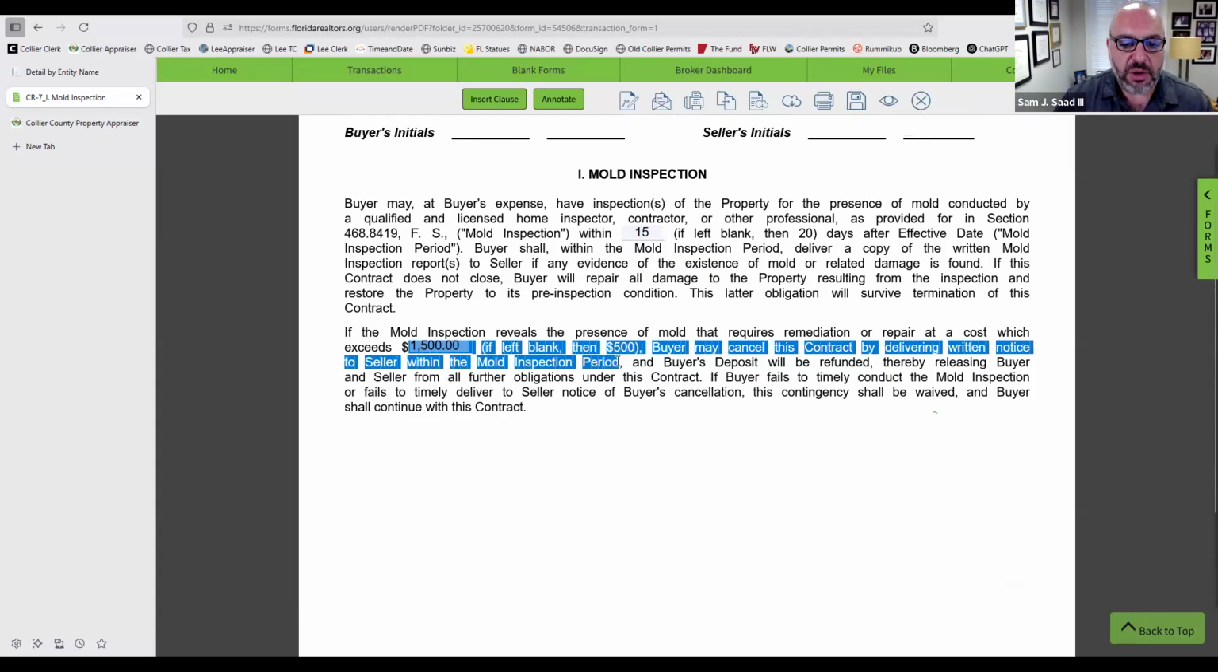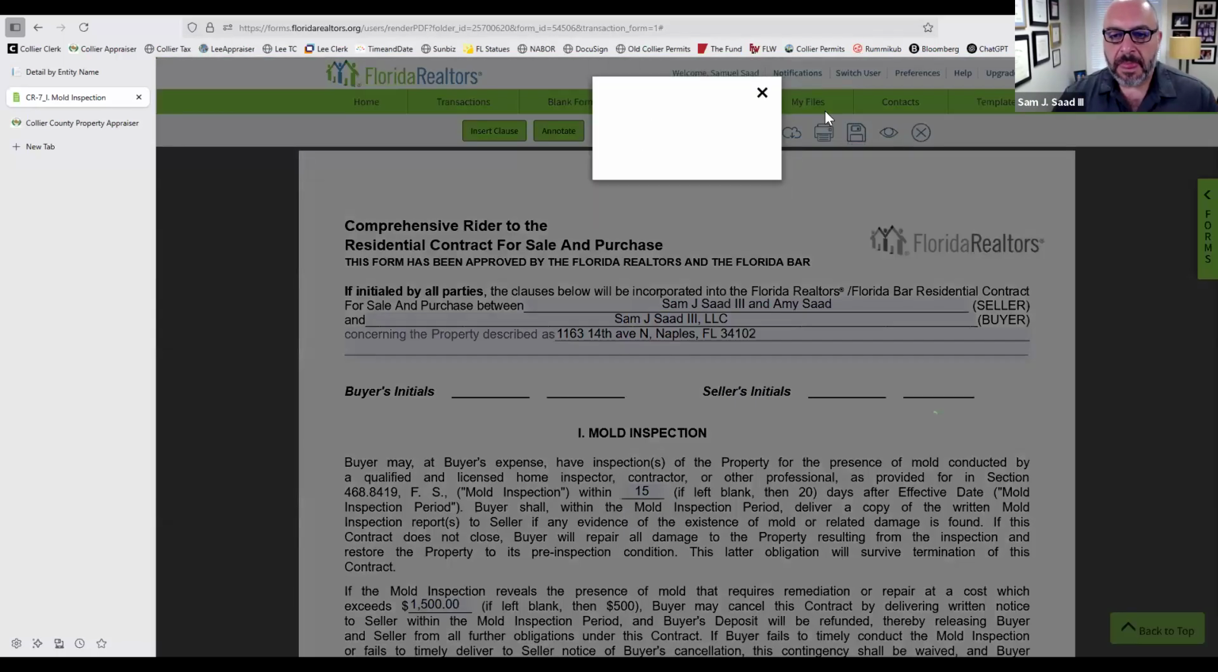It's very important that you understand that if you want to terminate for mold, or if you plan to negotiate for the mold remediation and you don't get it done within the inspection period, you have to terminate within the inspection period for mold. Otherwise, you're going to be locked in. Okay.